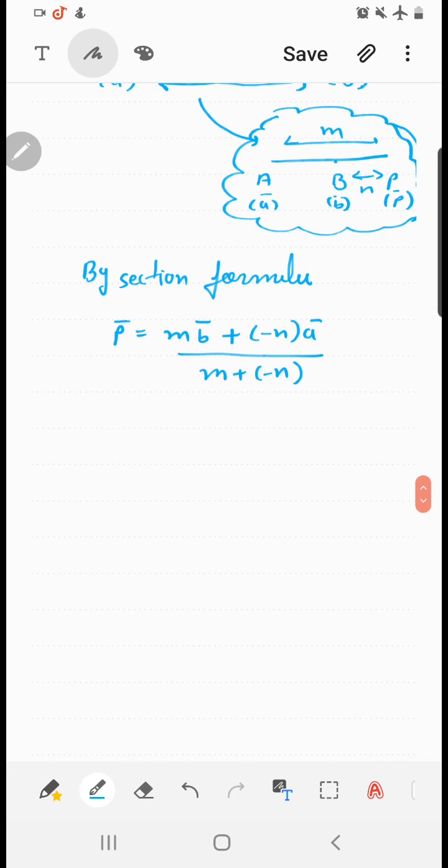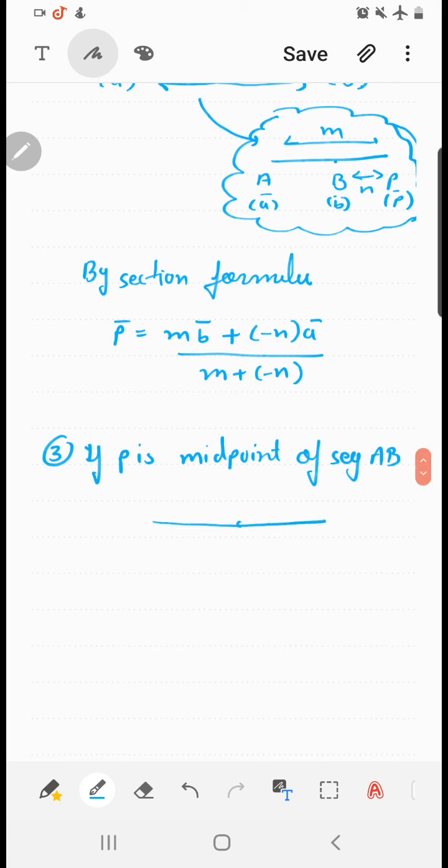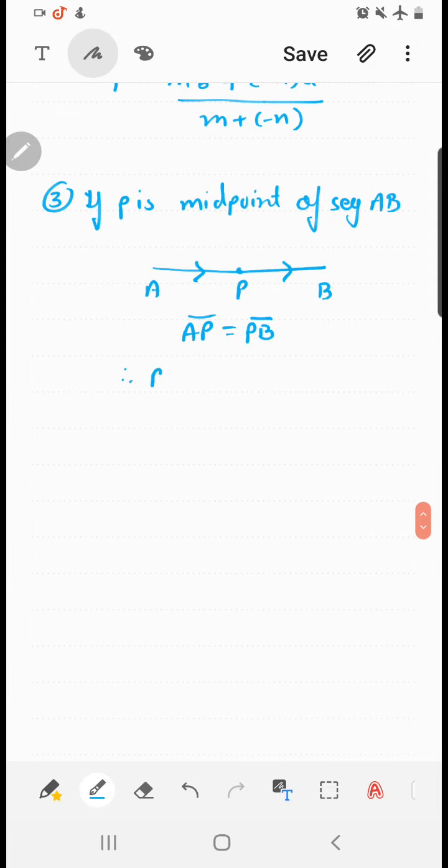Now the third formula which we can apply in this particular concept is, if P is midpoint of segment AB. In this we will not draw the diagram and write the ratio 1:1. We already know that if P is midpoint of segment AB, then the two vectors AP bar and PB bar will be the same. So AP bar is equal to PB bar. Now we also know that a vector can be written as position vector of terminal point minus position vector of initial point.